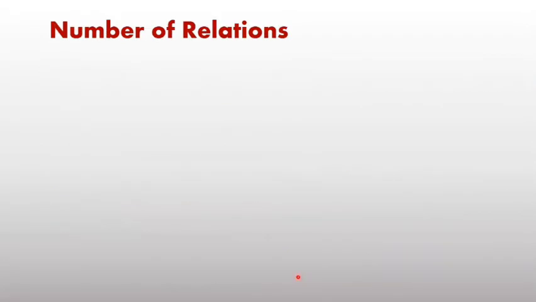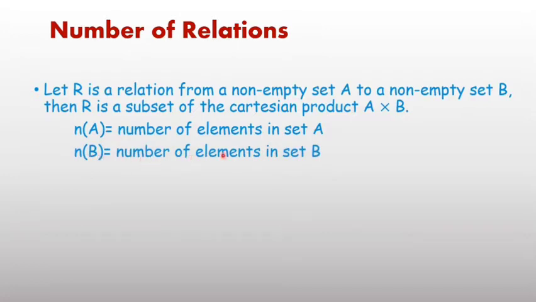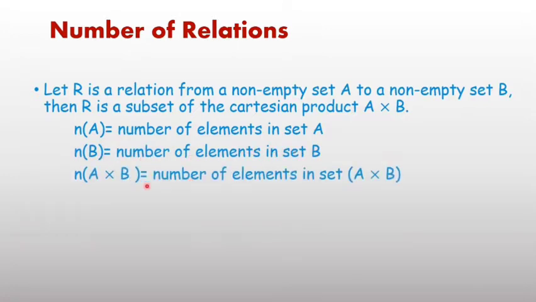Now, number of relations. R is a relation from a non-empty set A to a non-empty set B. Then R is a subset of the Cartesian product A cross B. Already we have covered this topic, the definition of relation. Now n(A) represents the number of elements in set A, n(B) means the number of elements in set B, and n(A cross B) means the number of elements in set A cross B.